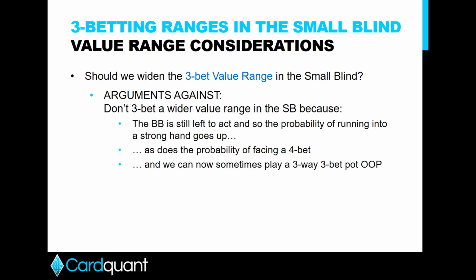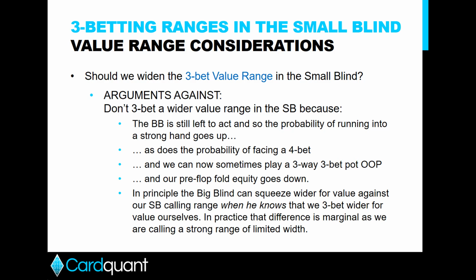So we'll sometimes 3-bet and the big blind will stubbornly overcall us. It could be good if he's a very big fish, but in terms of widening our value range, be careful, make the right adjustments to the right table. But if it's just a competent player who's aware that if you're 3-betting wider, you may end up losing some of your fold equity because you're 3-betting too much. So our pre-flop fold equity is going down.